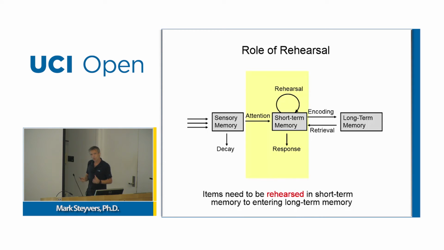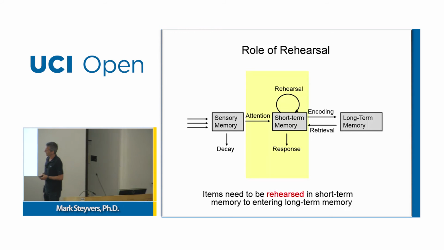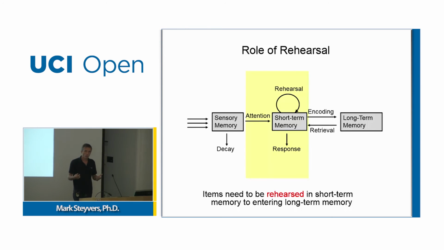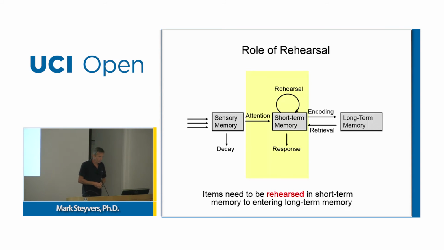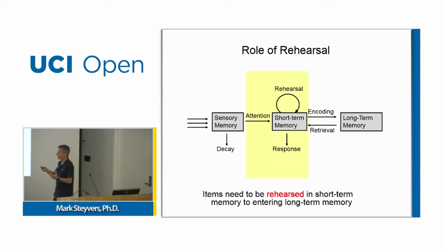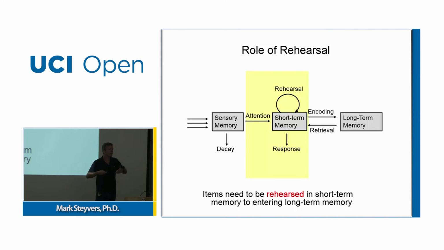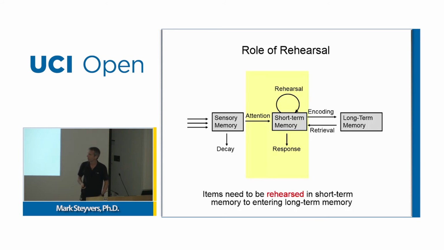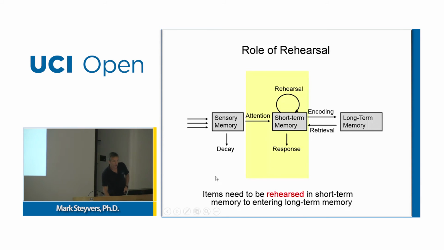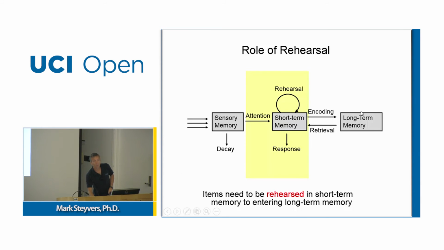Okay, so we talked about chunking. That's one important process in short-term memory. The other important process is rehearsal. Which items get rehearsed and which items you rehearse with determines whether you are able to store things in long-term memory, whether information gets actually transferred from short-term memory to long-term memory.